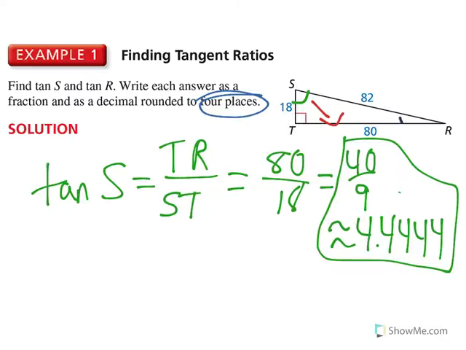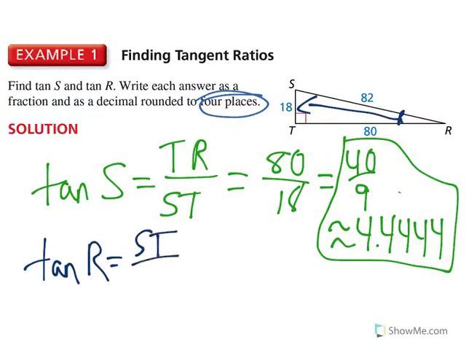So I'm going to do angle R is here. Okay, so tangent of R would equal, again, we're going to do our opposite over adjacent. So I'm going to go across from it. My opposite is ST over my adjacent is TR. If you notice, it's just flipped from tangent of S.